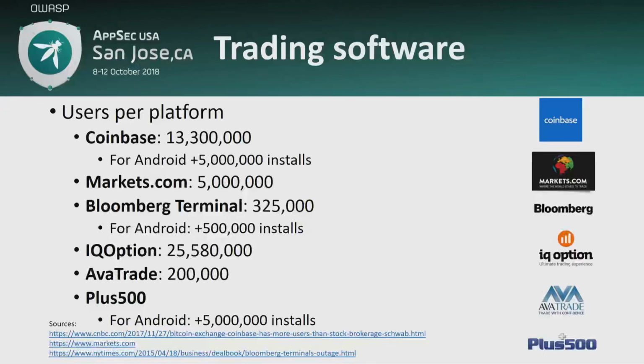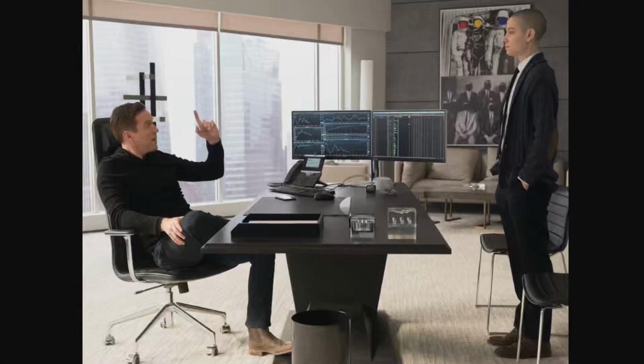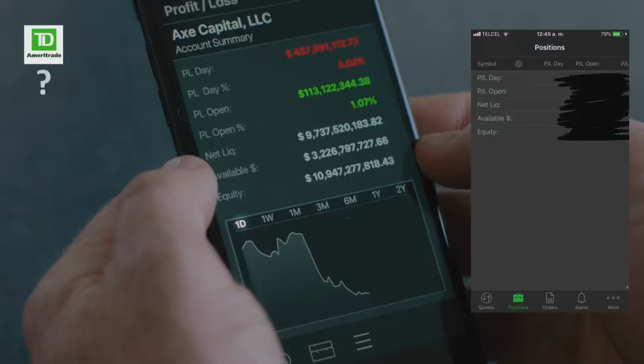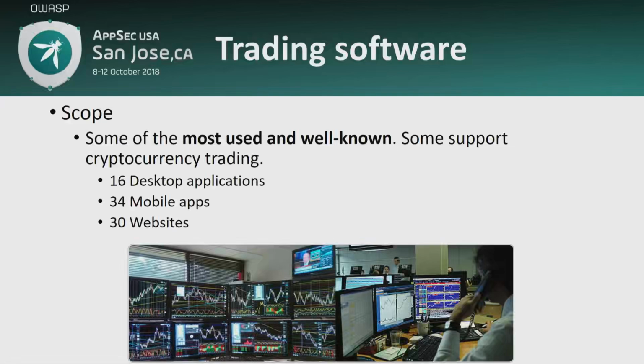It's more than $20,000 per year per terminal. So I didn't have access to test these terminals, right? But still, I'm wondering how secure they could be. I don't know yet. IQ Option, AvaTrade, etc. Probably many of you have seen this Netflix series. This is Bloomberg Terminal. I didn't have access to this one, but I had access to this one, which is, I think, TD Ameritrade, right? So let's go to the core of my research, the findings.